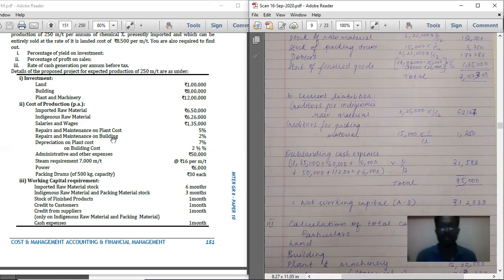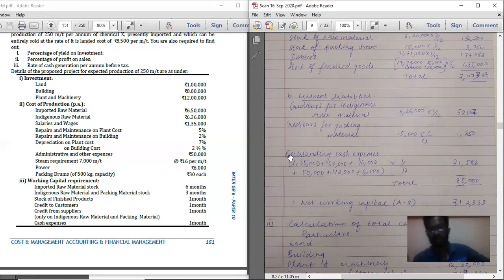So here, repairs and maintenance of plant cost, salaries and wages. First is salaries and wages, 1,35,000. And repairs and maintenance of plant cost, 5% of 12 lakhs, that is 60,000. So below that, outstanding cash expenses, open a bracket: 1,35,000 plus repairs and maintenance on plant cost 60,000 plus repairs and maintenance on building, that is 16,000, plus administrative and other expenses 50,000 plus steam requirement 1,12,000 plus power 6,000. So all these are different cash expenses.